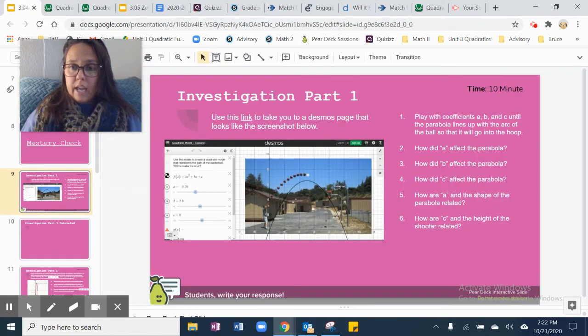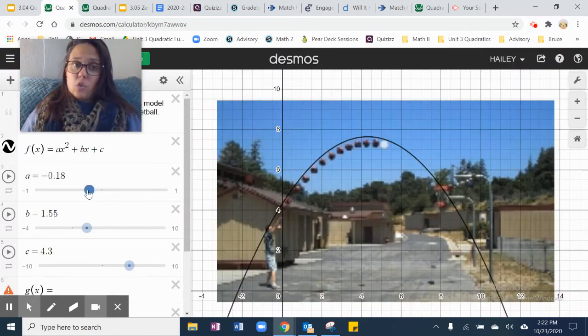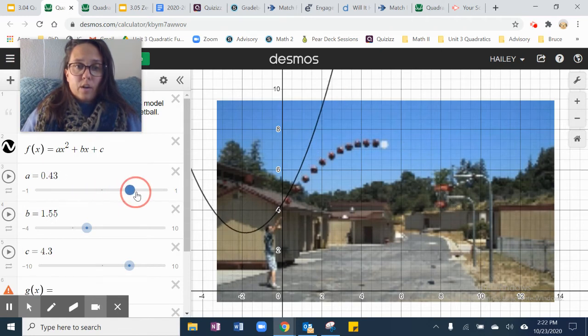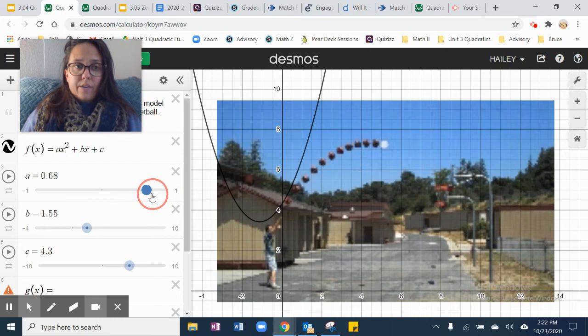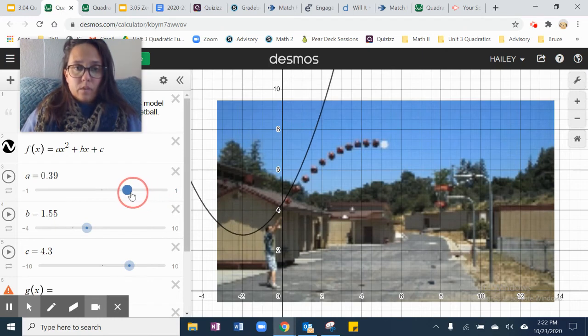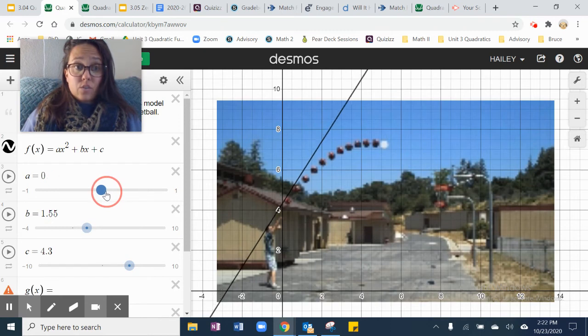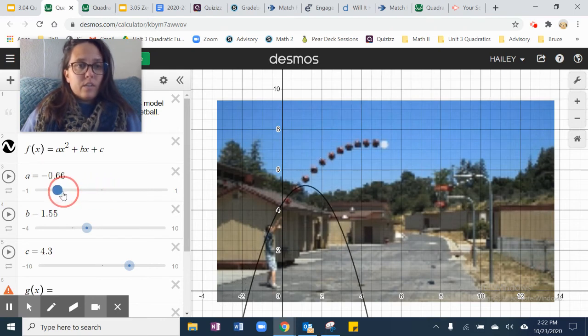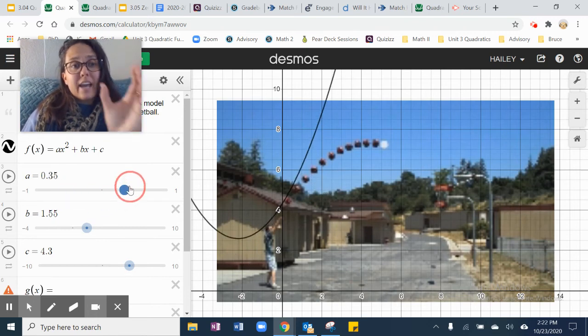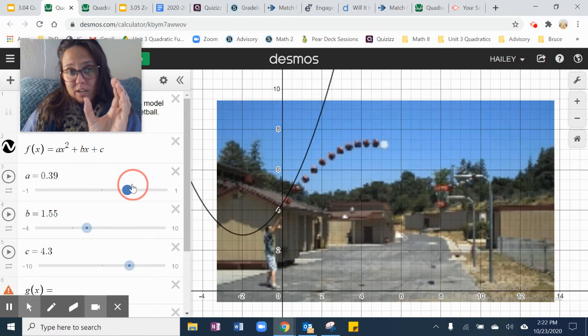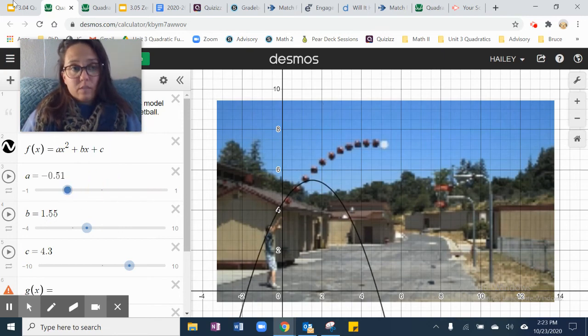And then how are a and the shape of the parabola related? Well, a is super important. So a, if we play with it, if we pull it all the way over, right? See how now it's facing up, it's concave up? And then as soon as we get to 0, it's a straight line. And then once we go negative, it becomes concave down. And that is because a, otherwise known as the leading coefficient, affects concavity. So when a is positive, it's concave up, and when a is negative, it's concave down.